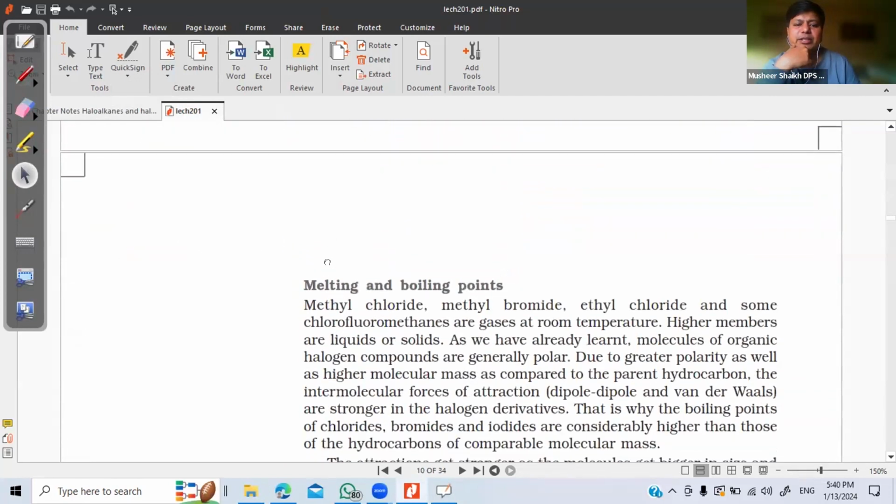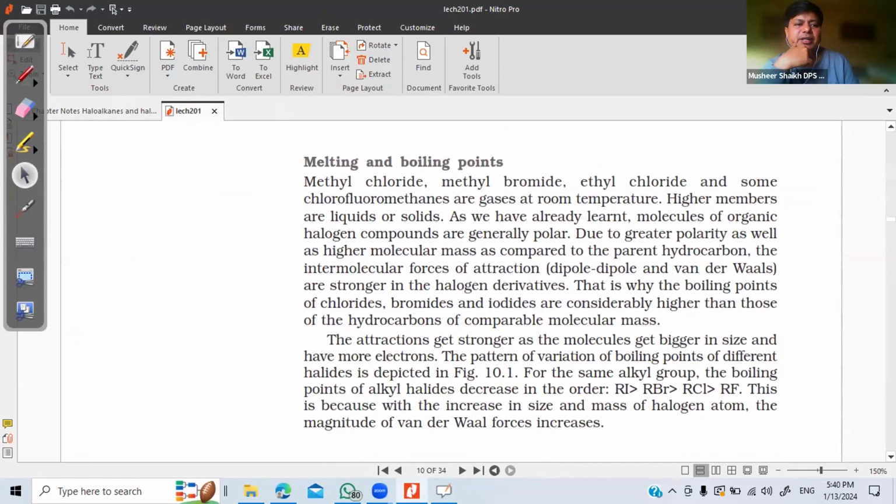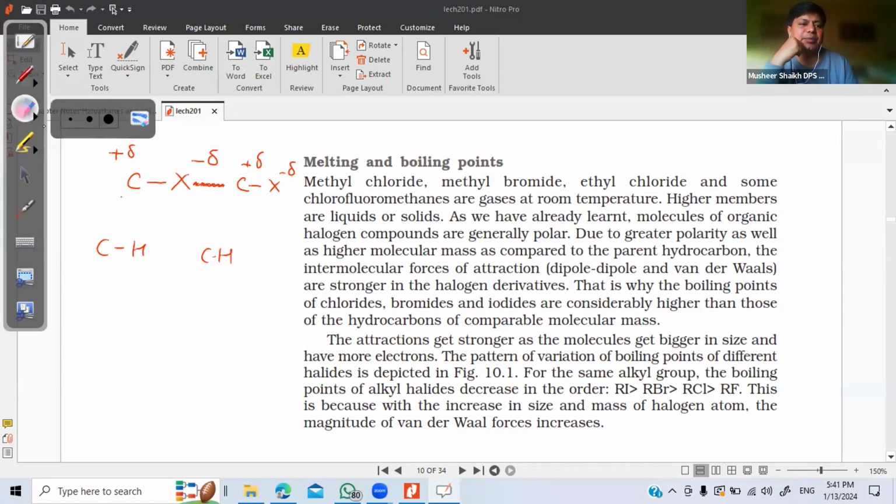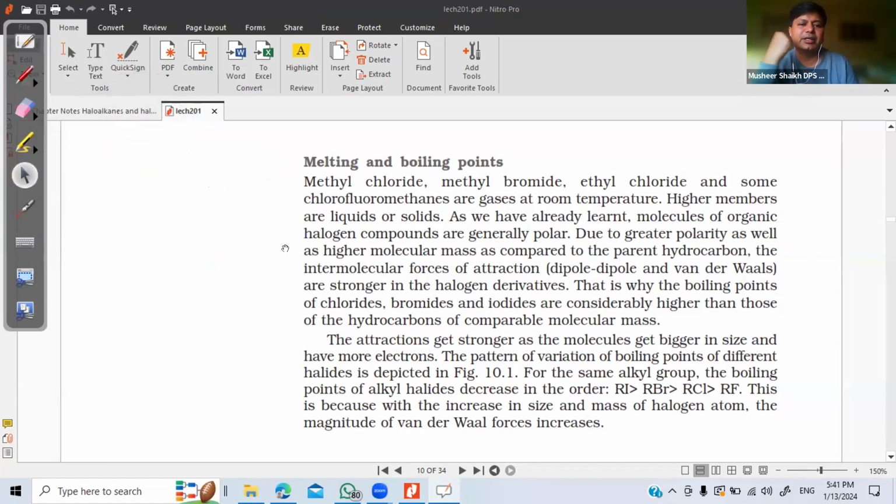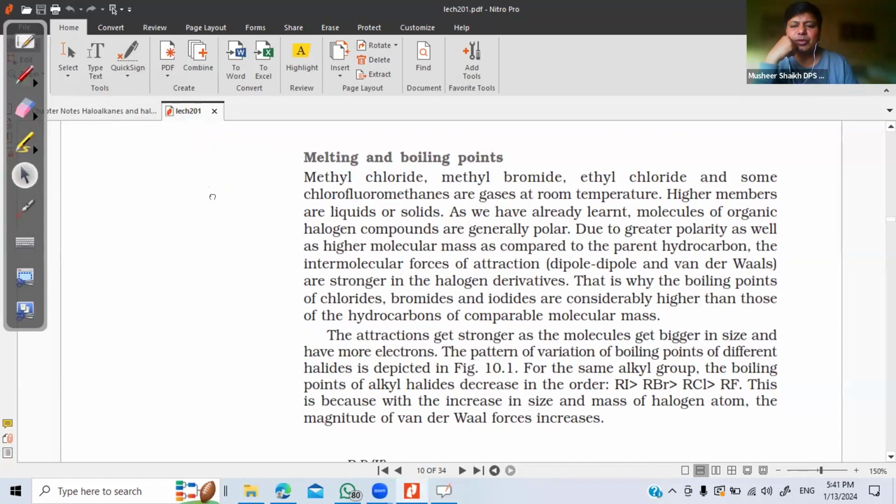Physical properties of haloalkanes: melting and boiling points are comparatively higher. Why? Because this end is negatively charged and this is positively charged, so there is a polar bond. What happens between two halide molecules? This is positive, so there is a dipole-dipole interaction between two alkyl halides. So there is an attraction. Compared to their parent hydrocarbon, the melting and boiling points of haloalkanes are comparatively higher than their parent alkane.